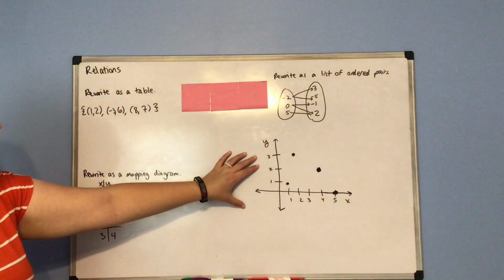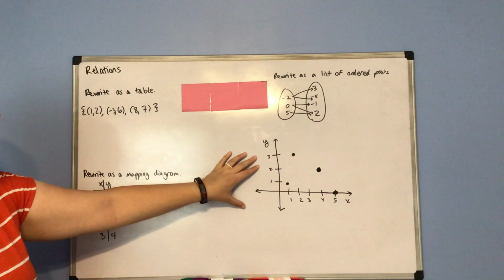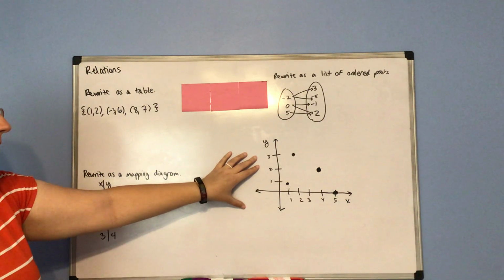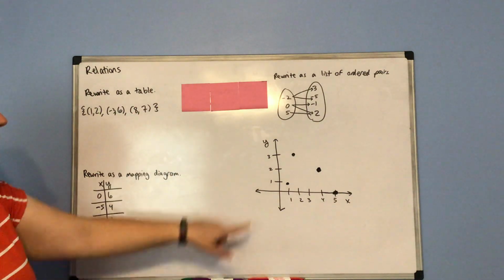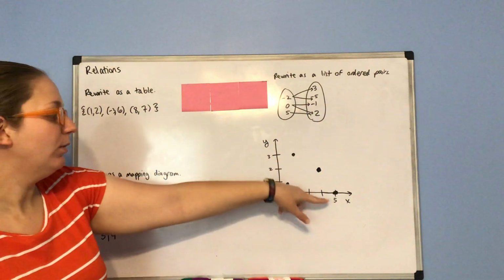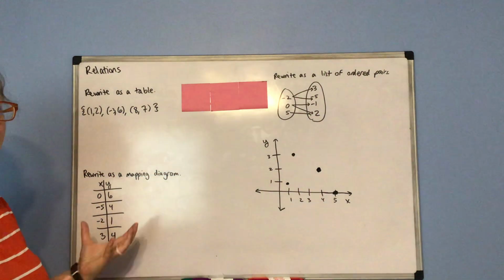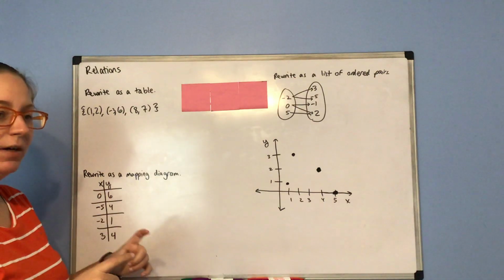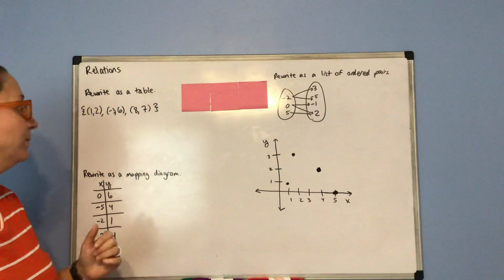The other way we can write a relation is as a graph. Now for you guys, I'm not going to have you make your own graphs because let's face it, that's not very much fun. So anything involving a graph, you'll be taking a graph and turning it into something else. But each of these dots or points represents an ordered pair x, y as well. So a relation is just a list of pairs of 2 values that go together. Usually we think of them as x values and y values.